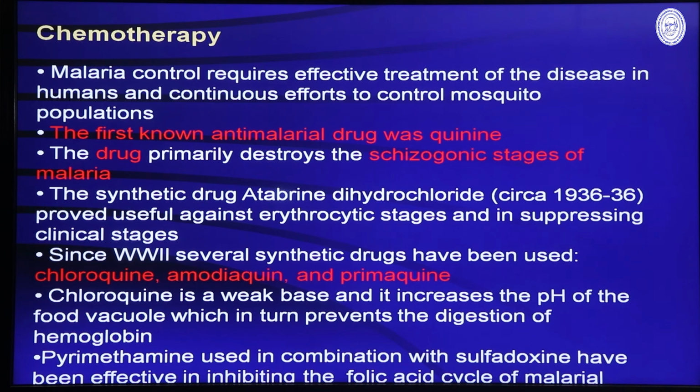Now, the drugs that are used to treat this disease in humans, as well as the continuous effort to control the mosquito population. The first and very popular drug is quinine. This drug primarily destroys the schizogonic stages of the malaria. The synthetic drug atabrine dihydrochloride has proved to be successful against the erythrocytic stages and in suppressing the other clinical stages. Some other synthetic drugs are still being used, that is, chloroquine, amodiaquine, and primaquine, which is the most common and very popular among doctors and physicians.